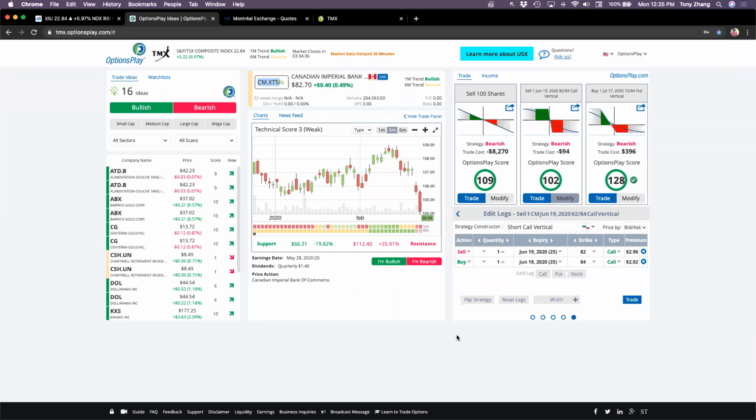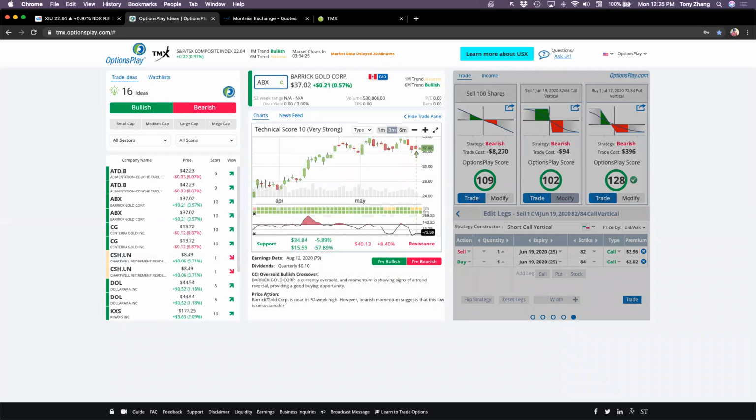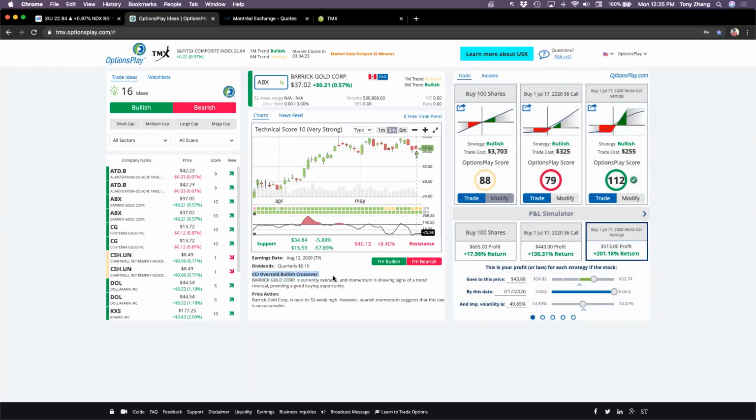Ed is saying, on the left side of OptionsPlay, where do the trade ideas come from? The trade ideas are based on technical analysis scans. So if we click on Bearish Gold, it'll tell you what the indicator was. So the CCI bullish crossover. As you can see, the indicator went below the threshold level and came back above it. That's what generated the buy signal on this particular name. So you can actually see what technical indicator generated the actual buy or sell signal when you click on the name.